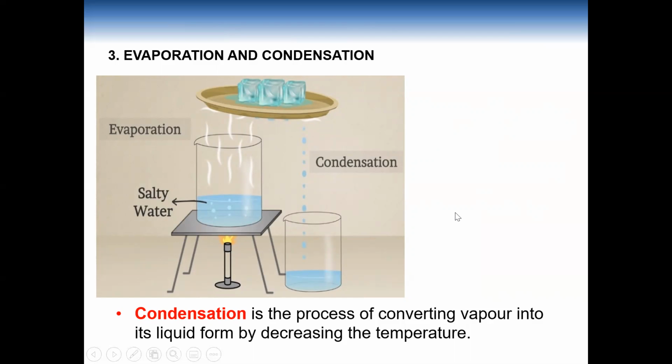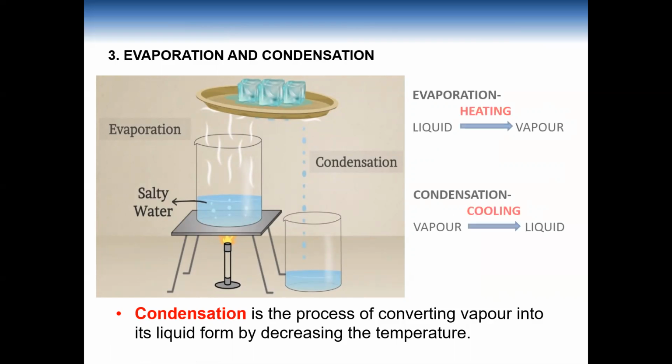Condensation is the process of converting vapor into its liquid form by decreasing the temperature. So in evaporation, liquid converts into vapor by heating, whereas in condensation, vapor is converted into liquid by cooling. So this is all about evaporation and condensation.